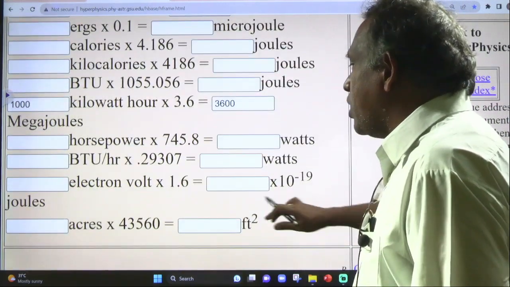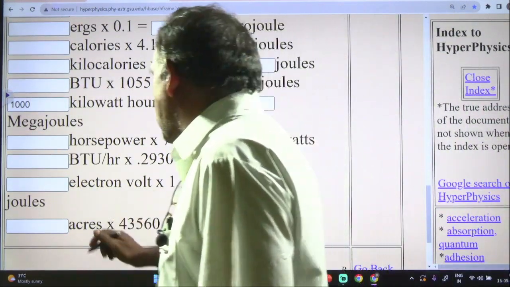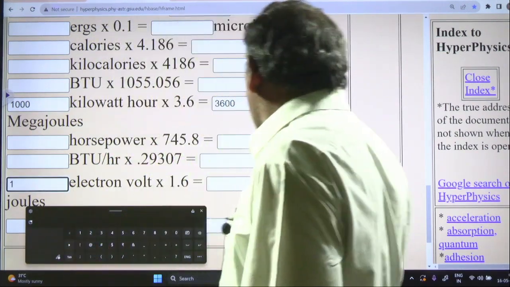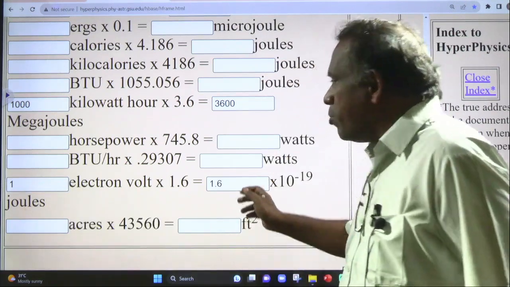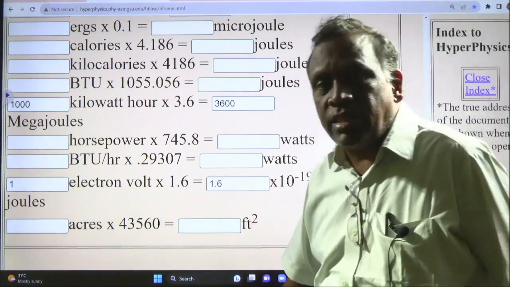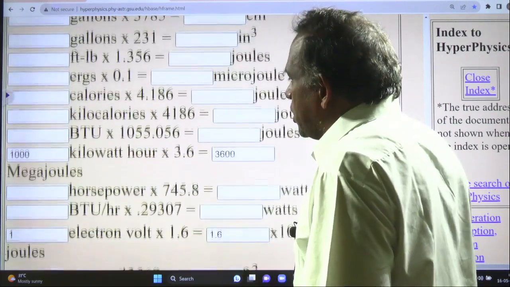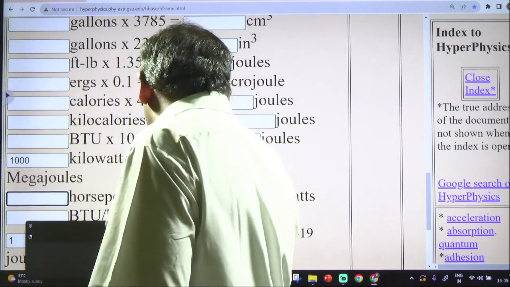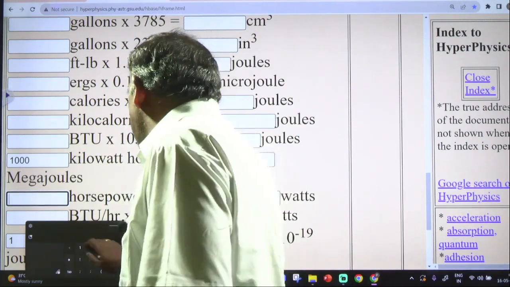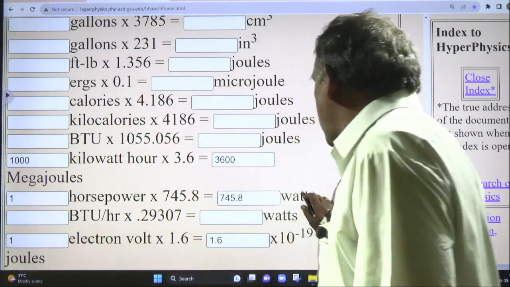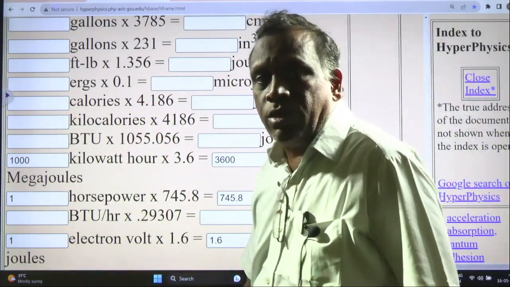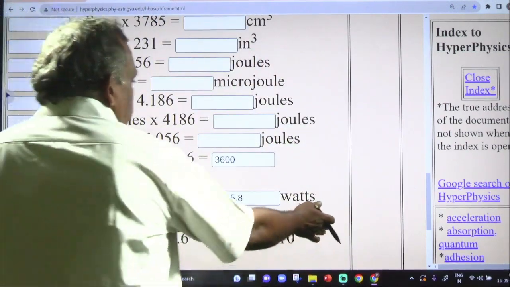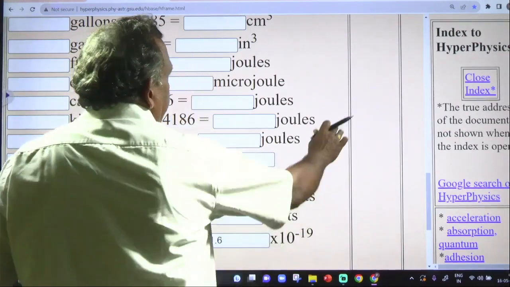Conversions can be done. 1 electron volt, how many joules? 1 electron volt is 1.6 into 10 power minus 19 joules. These can be converted. For example, 1 horsepower is how many watts? 1 horsepower is 745.8 watts. In this way you can do the conversions very clearly.